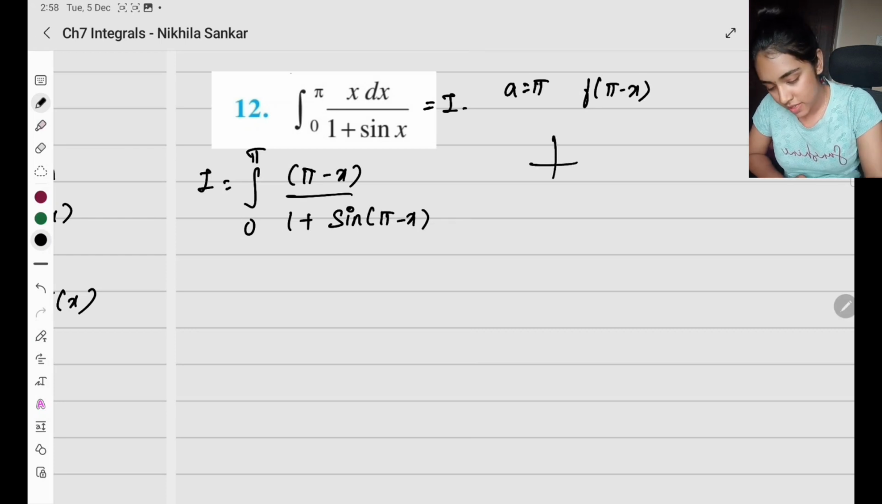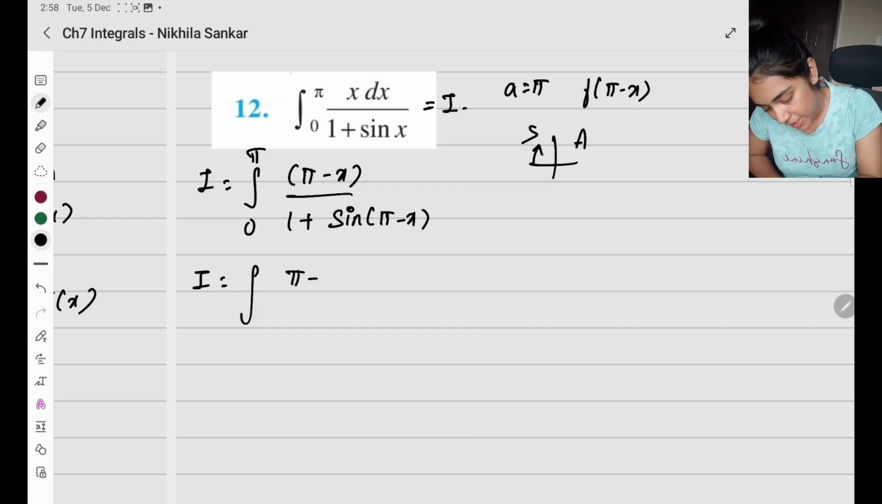Sine of pi minus x, now we are in the second quadrant. Second quadrant sine is positive. So what will I have? This is going to be pi minus x divided by 1 plus sine x from 0 to pi.